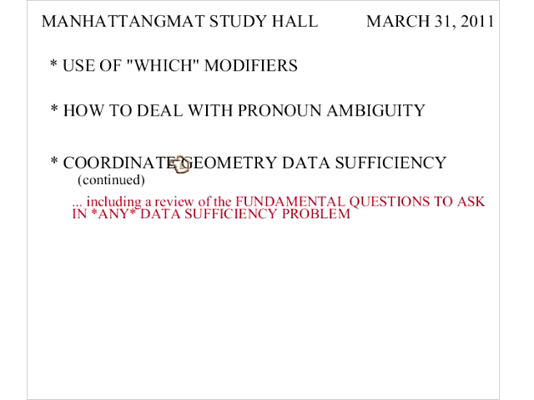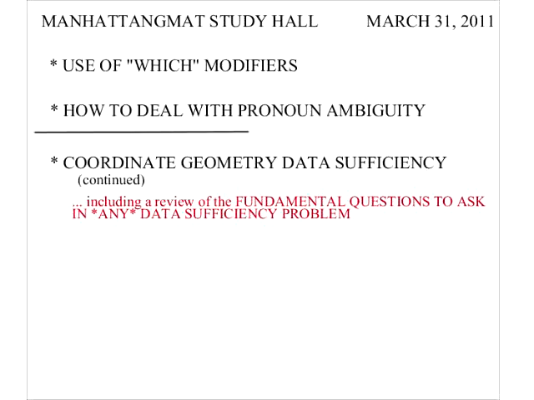Okay, recording just started. Welcome to the Manhattan GMAT Study Hall for March 31st. We are going to look at the use of which modifiers, the use of pronoun ambiguity in sentence correction, and then after halftime we're going to talk about coordinate geometry data sufficiency part 2.